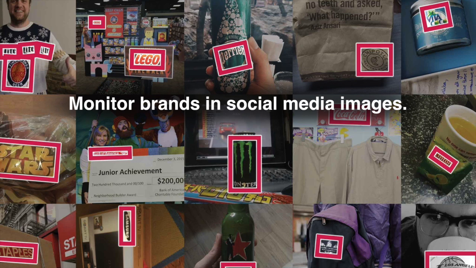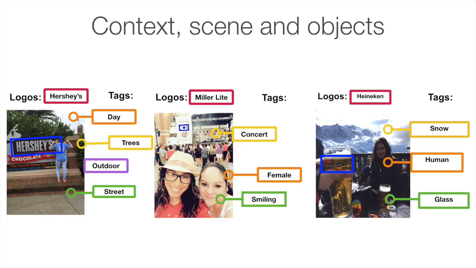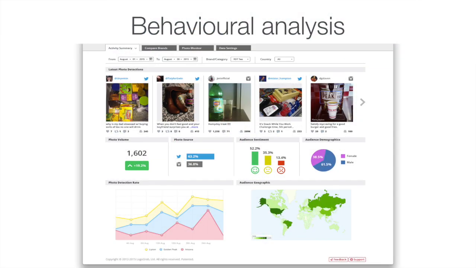In fact, we evolved the product quite a lot, and today our technology is able to tell you many, many things about a picture. So besides the presence of a logo, it can tell you the context, the presence of people, and so on and so forth. So what this brings us to is a behavioral analysis tool where brand managers and social media managers around the world are able to understand the behavioral patterns of their users and get meaning out of the gigantic amount of data which is produced every day.